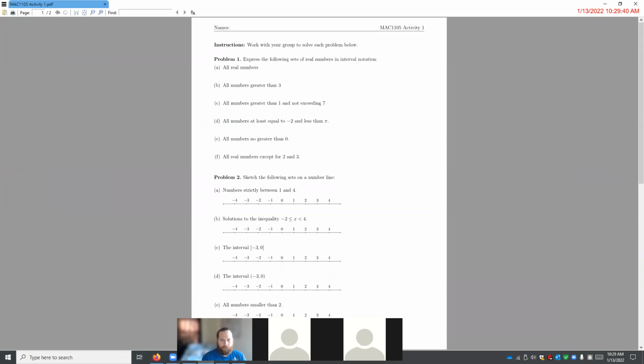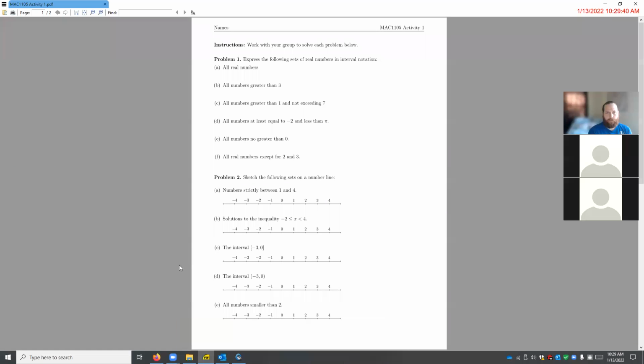All right, the first bit of this is just about inequalities and interval notation. So I describe a bunch of sets of real numbers here, and I want you to write down the intervals that we're talking about. So can you write all real numbers as an interval? Can you write all the numbers that are bigger than 3 as an interval? Can you write all the numbers that are bigger than 1 and not bigger than 7 as an interval? All right, so on.